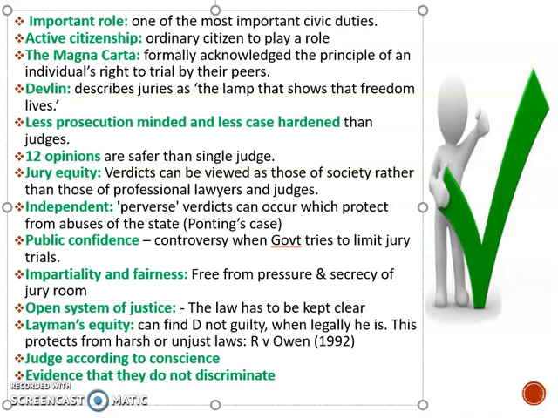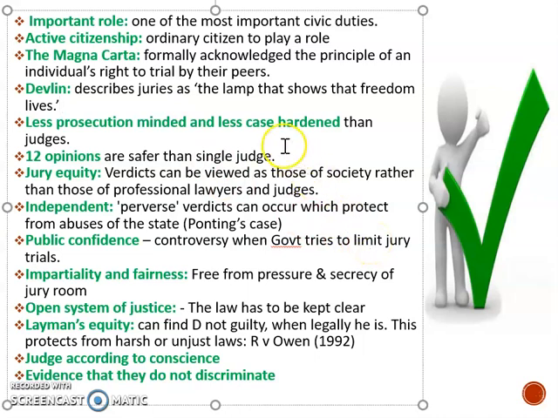So similarly to magistrates, it means that ordinary citizens are playing a role in the administration of justice. And the Magna Carta, remember, formally acknowledged the principle of an individual's right to be tried by their peers. Devlin was famously very much in favour of juries, and a quote that would look lovely in your exam questions is that he described juries as the lamp that shows that freedom lives.